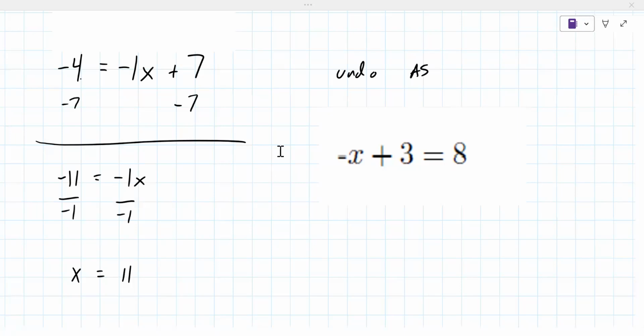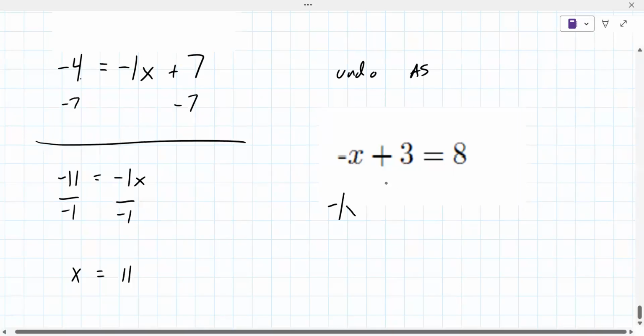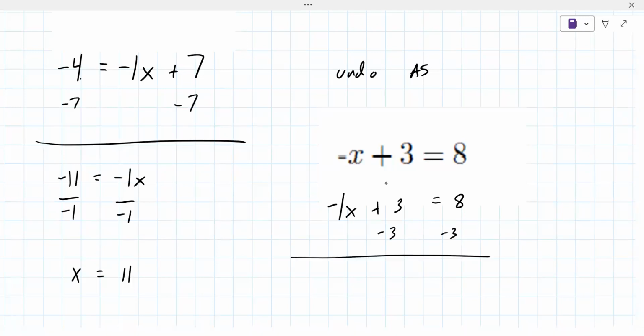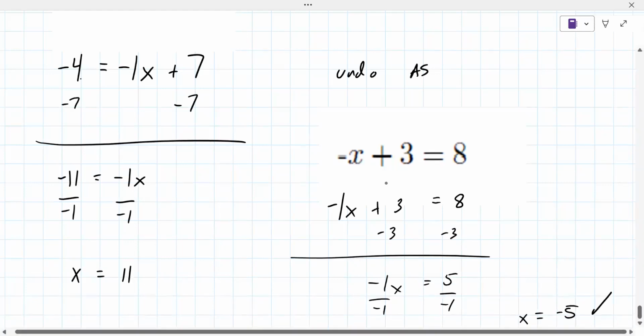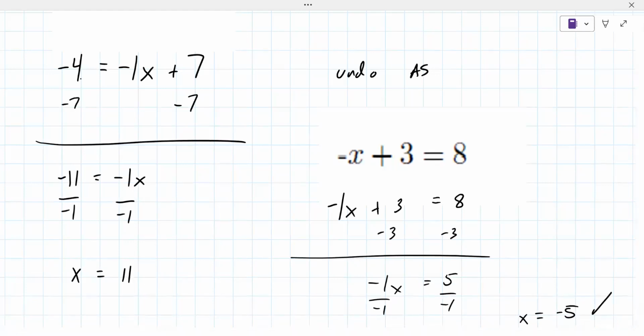Having a little trouble figuring out this one. Sure, let me finish that up for you. It's really -1x plus 3 equals 8. You subtract 3 from both sides, that's -1x equals 5. Divide by -1, x equals -5.